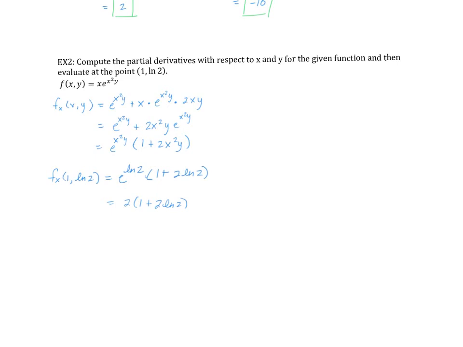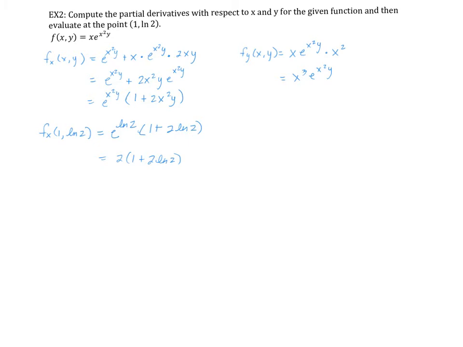Let's try the partial derivative of our function with respect to y. The partial derivative, we're treating y as the variable and x as a constant. So it's going to be x e to the x squared y. And then the derivative of the exponent x squared y is x squared. Or x to the third e to the x squared y.